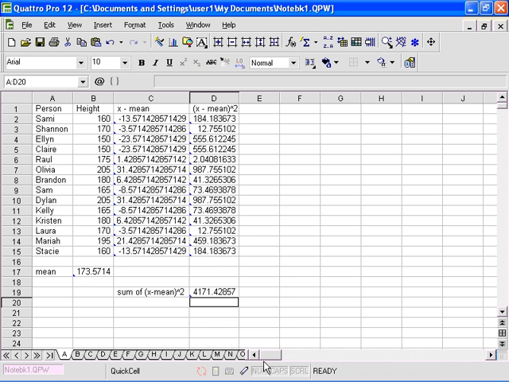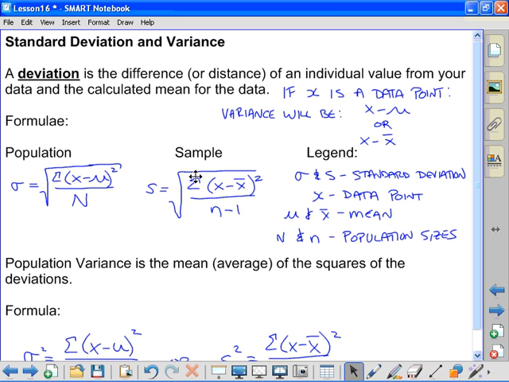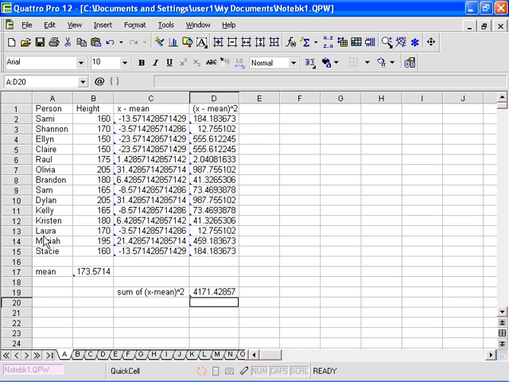So now I have the sum, so I have everything on the numerator here. Now I need the denominator. I need to know how many items there are and subtract 1. So I need to know how many people are here. 1, 2, 3, 4, 5, 6, 7, 8, 9, 10, 11, 12, 13, 14. So there are 14 people in the class.